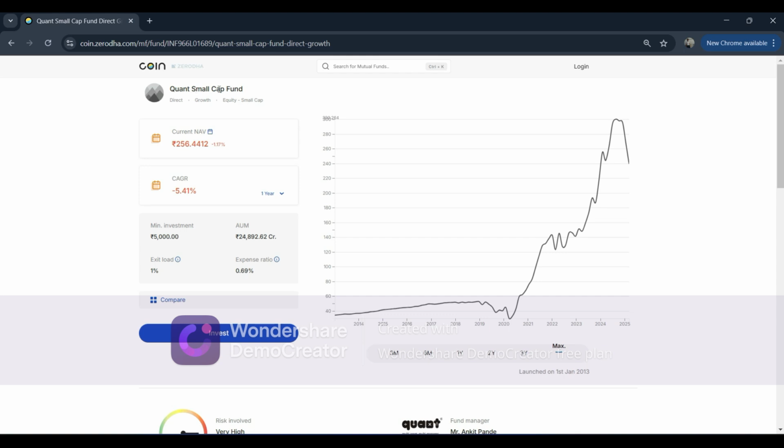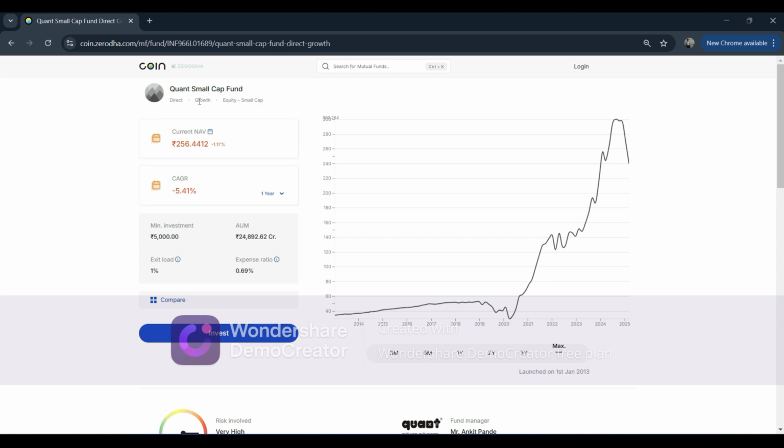So this fund will be investing a major amount of money in small caps. This is a direct plan, in the case that you are directly investing in this mutual fund based on your own analysis. You are not going via any kind of broker or agent. So it is not a regular fund, it is a direct fund.